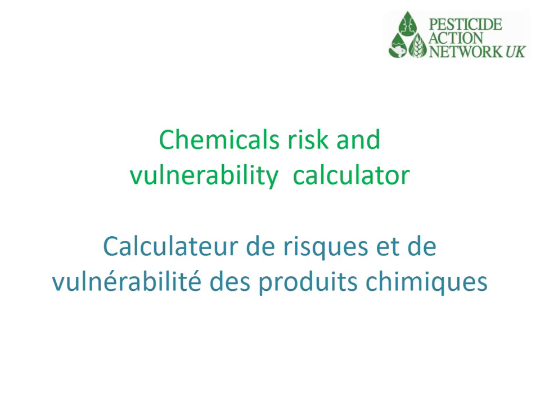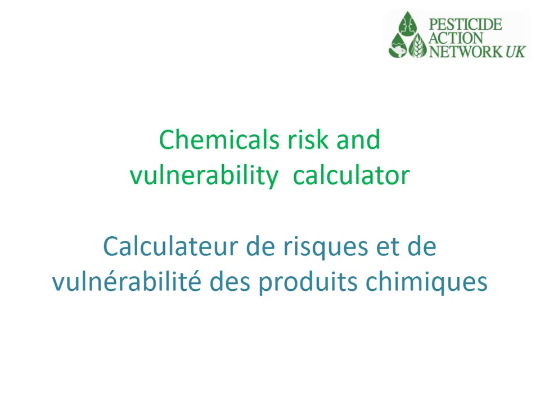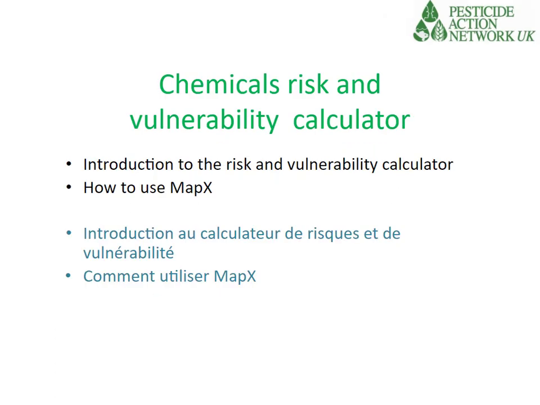Hello everyone. The purpose of this video is to introduce the Chemicals Risk and Vulnerability Calculator, which has been developed by Pesticide Action Network UK, or PAN-UK, for the Chemicals Observatory Africa project. In this presentation, I will walk through the Excel sheet with you, including where to download it and how to fill out each sheet in order to create your calculation, and also introduce how to use MapX in order to use the calculator.